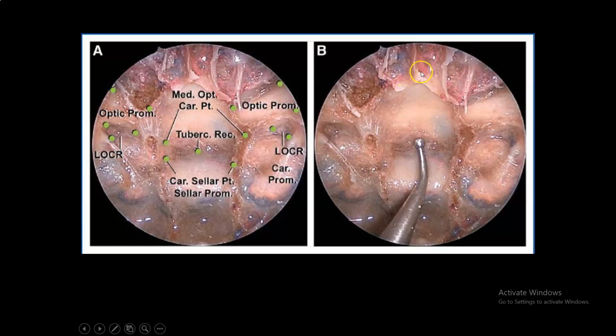You see here, this is the planum sphenoidal, and this is the chiasmatic prominence, the optic prominence, and then you find the tuberculum recess. This is the optic prominence. This is the tuberculum recess. Remember the tuberculum cella, and this is the floor of the cella. And laterally, optic nerve, cavernous carotid artery, and middle fossa.